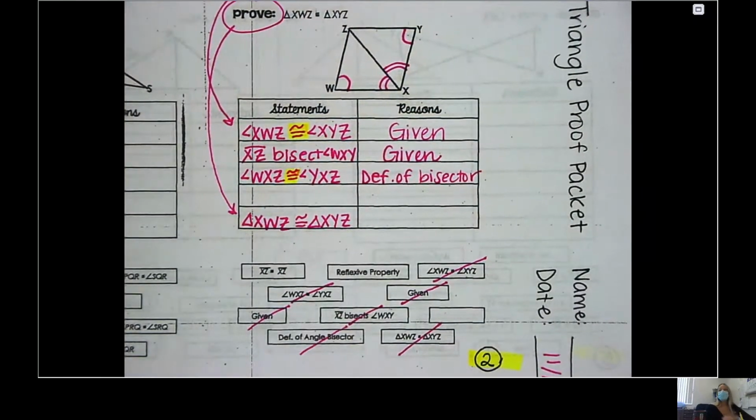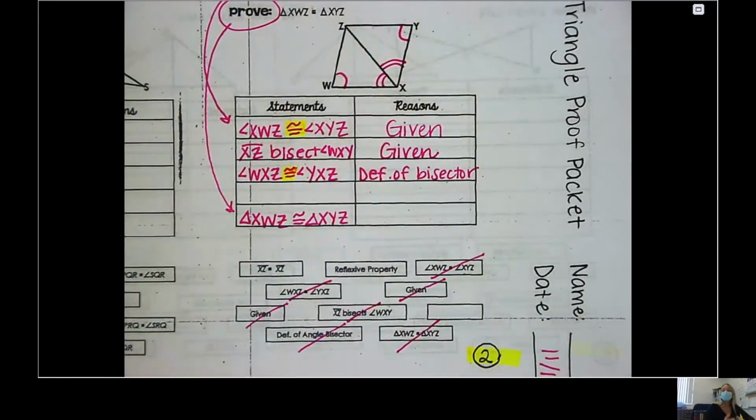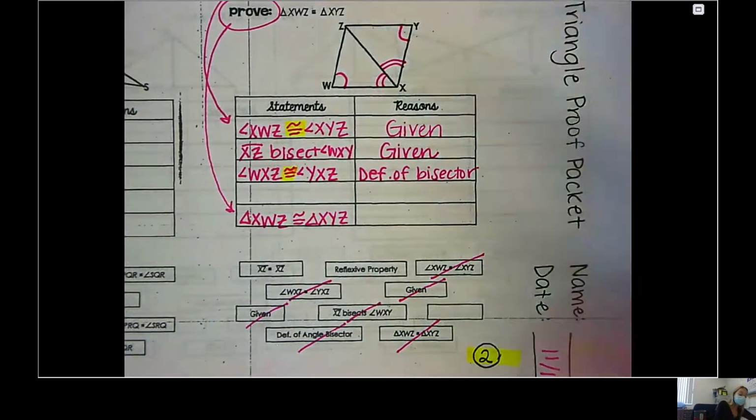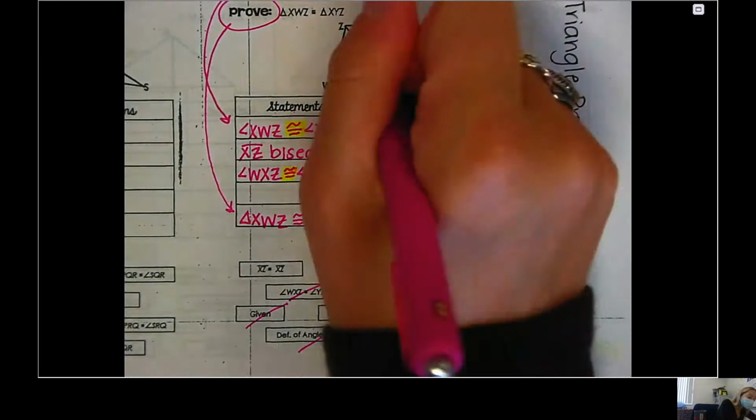Okay, so now I've got two pieces of information. I need my last piece of information, and if you're really stuck, you can just look below. What is going to have to be my last piece of information? XZ is congruent to XZ, right? That's this shared side right in the center.